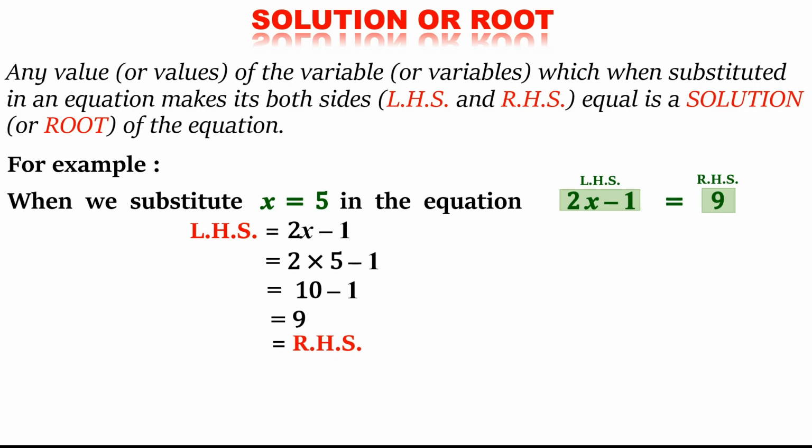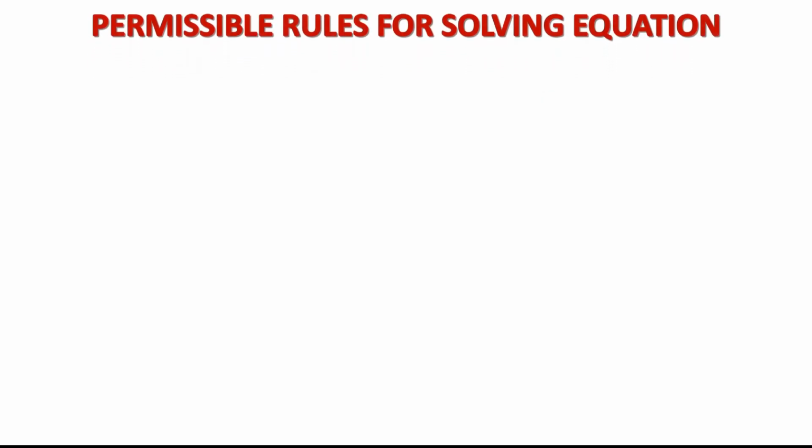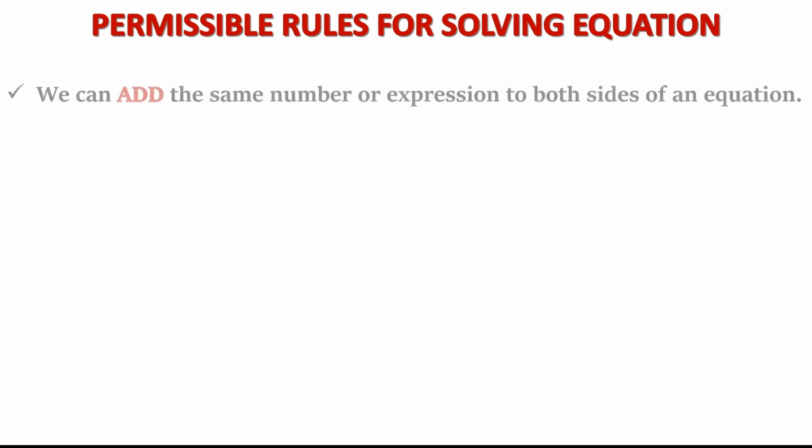That means we started with the left hand side and reached the right hand side. So, what is the conclusion drawn? The conclusion is 5 is a solution or root of the equation 2x minus 1 is equal to 9. Now, let us discuss some permissible rules for solving an equation.